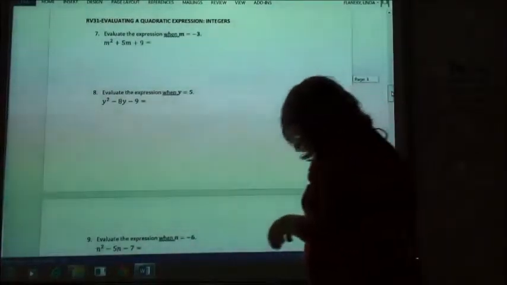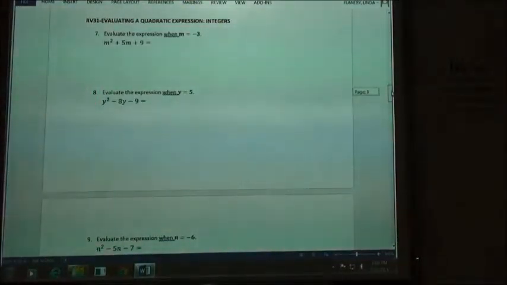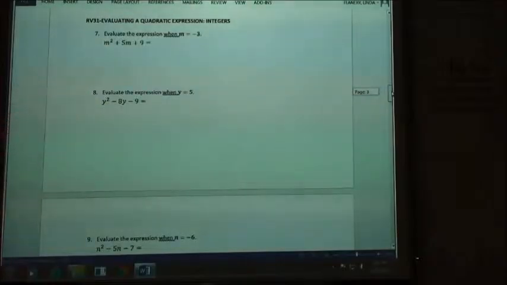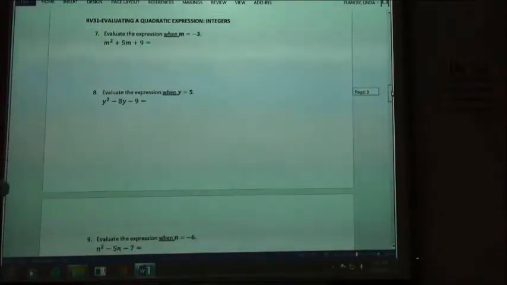Number 7 says evaluating a quadratic expression with integers. Quadratic expression just means you have the highest degree of 2, has a squared term. So whenever it says quadratic expression, expect to see an x squared, an m squared, something squared in your problem. So it wants us to evaluate.